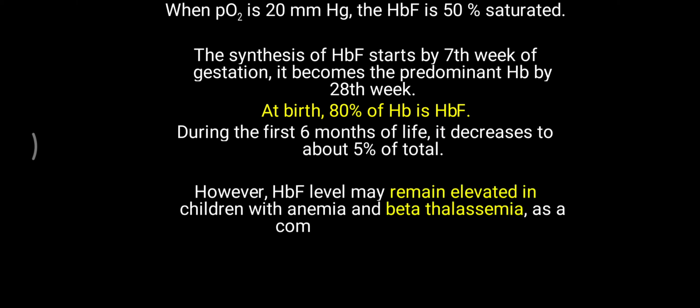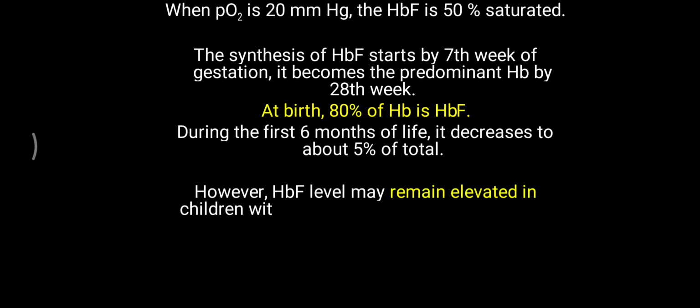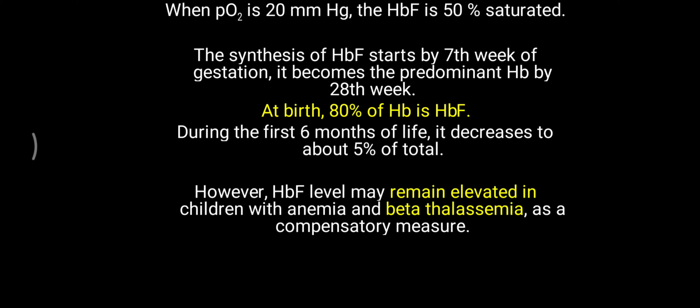So fetal hemoglobin level may remain elevated in children with anemia. Suppose there is some congenital deformity, sickle cell anemia, or the hemoglobin level is already low, or adult hemoglobin formation is affected, or sometimes there is beta thalassemia or hemoglobinopathies. In this situation, the fetal hemoglobin level remains on the higher side, and that is called a compensatory mechanism. So as a compensatory mechanism, the fetal hemoglobin level will remain higher.